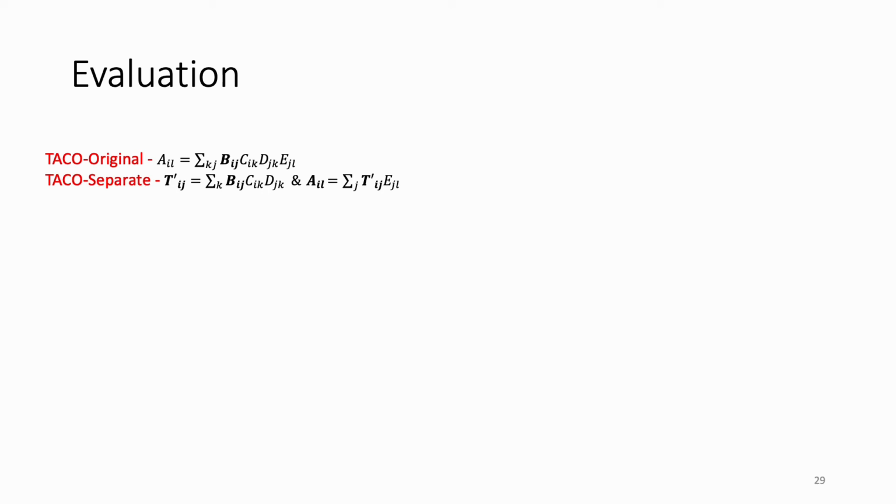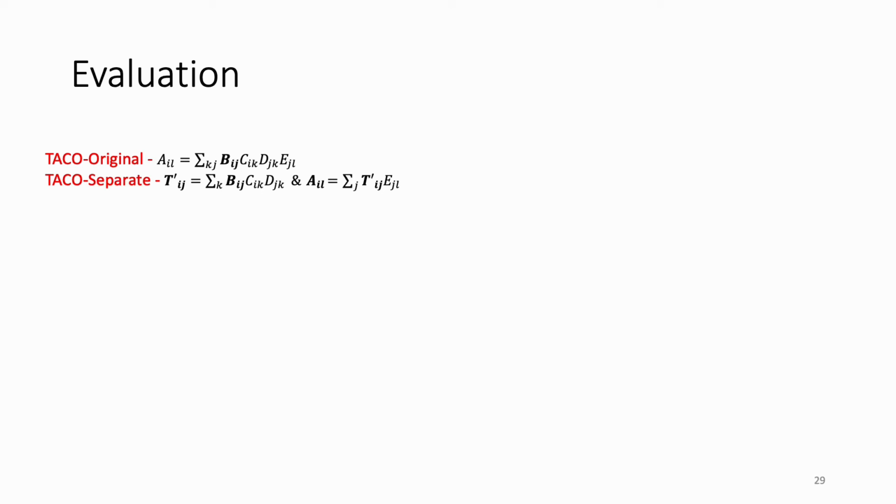The comparison is twofold. Taco original stands for the version of the kernel where we evaluate the combined tensor expression with high time complexity. Taco separate stands for the version of the execution where we take the tensor expression from the Taco original version and manually break it into smaller kernels.